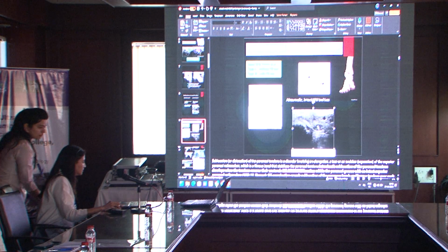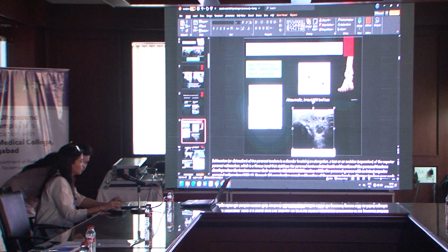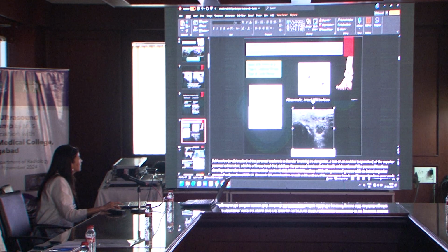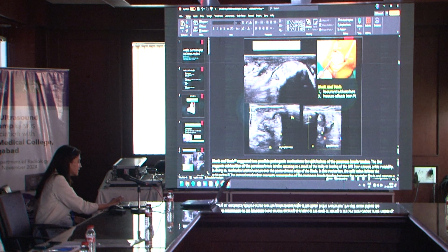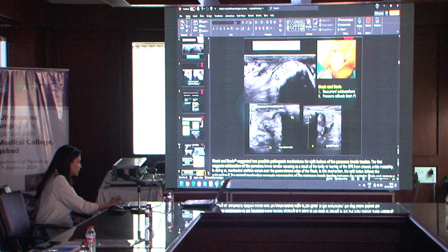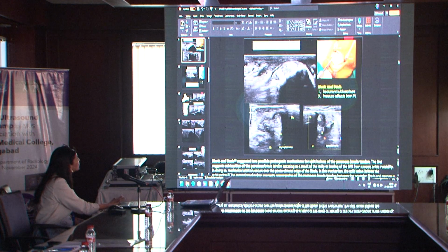Next we go to the subluxation dislocation. Next is the subluxation where there is a tear of the retinaculum. What happens with these tears is that there is more movement of the tendons.